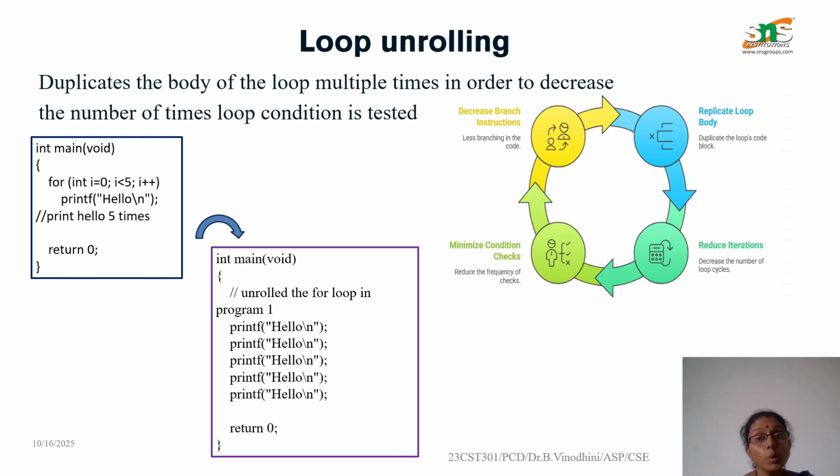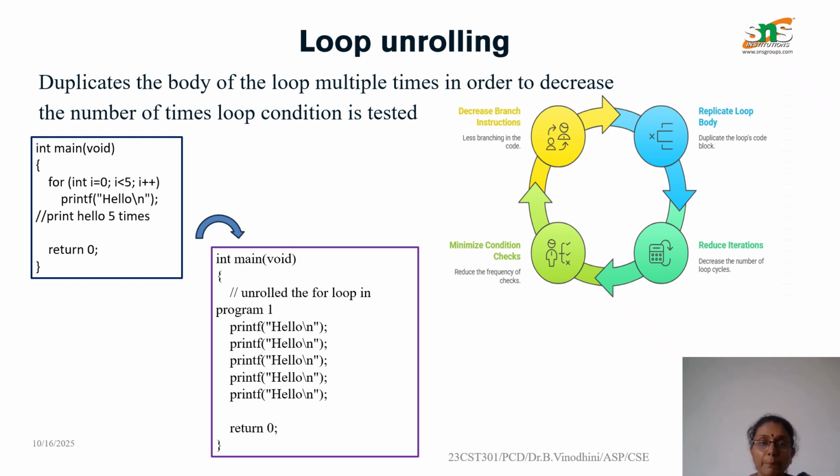Next is loop unrolling. What does loop unrolling mean? We duplicate the body of the loop multiple times in order to decrease the number of times the loop condition is tested. It is called loop unrolling. So instead of testing the condition repeatedly, we duplicate the body of the loop multiple times.